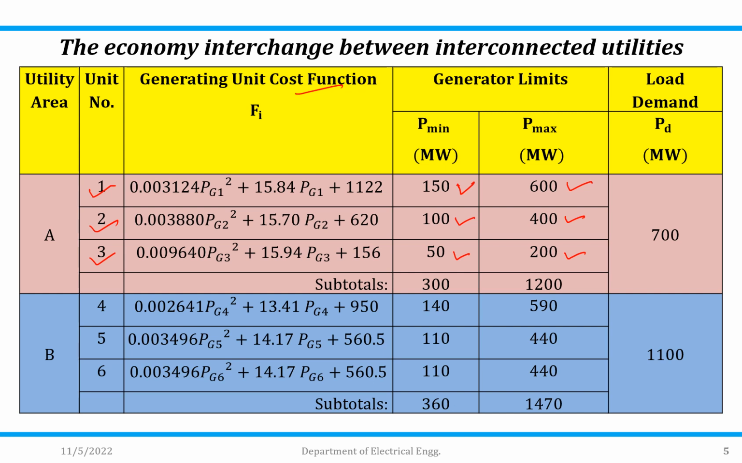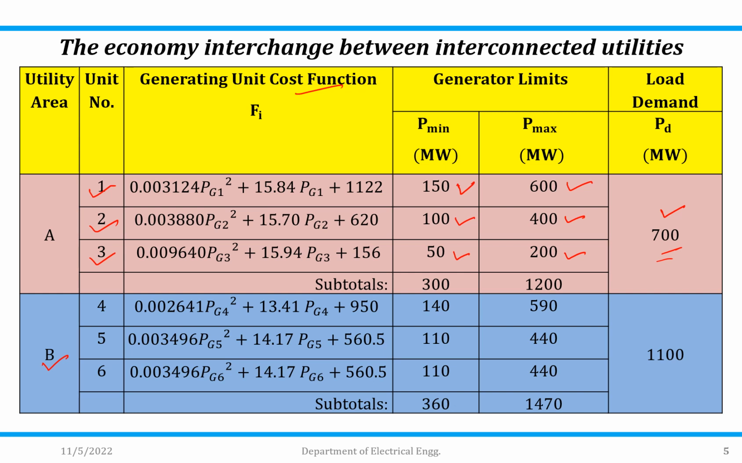So what is the load demand which is to be imposed on generator 1 to generator 3, that is area A1? Suppose one bus is there to which load is connected, and the demand is, suppose, 700 megawatt. Similarly for utility B also the data has been given, generating units and the cost function.